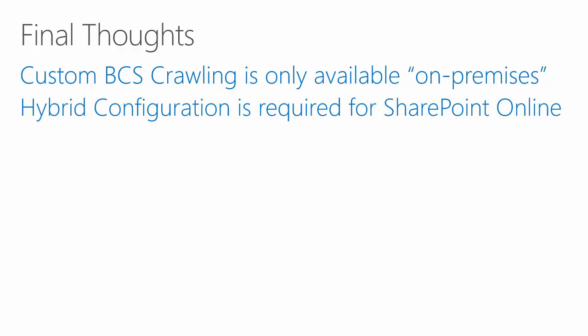So you could still do the data augmentation, you could add it to lists and libraries, but you can't crawl it. So if you want to use Office 365 as your search source, and still augment that information with on-premises BCS results, you'd need to look at some of the new hybrid configuration that's coming out. This was announced at Ignite, and it requires you to crawl your local content sources and then publish that information to Office 365's index so that it would be included in the search results in Office 365.